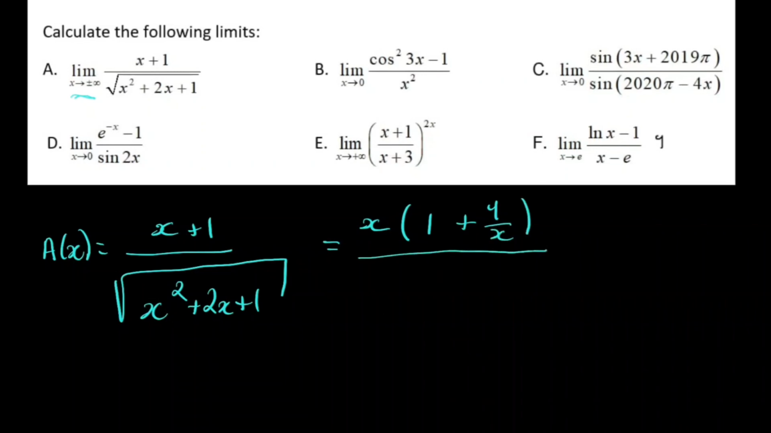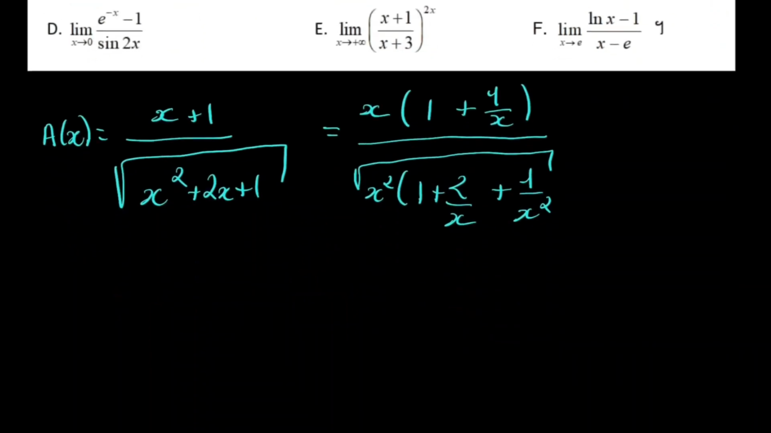Same thing here. I've got the square root, but inside I have a polynomial. What will be the most powerful in plus or minus infinity? It will be the x squared. So let's factorize by x squared. We'll have x squared times 1 plus 2 over x plus 1 over x squared. Now we can put the x squared outside of the square root.